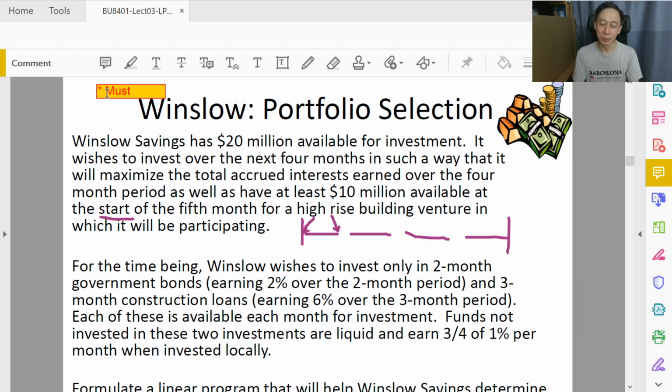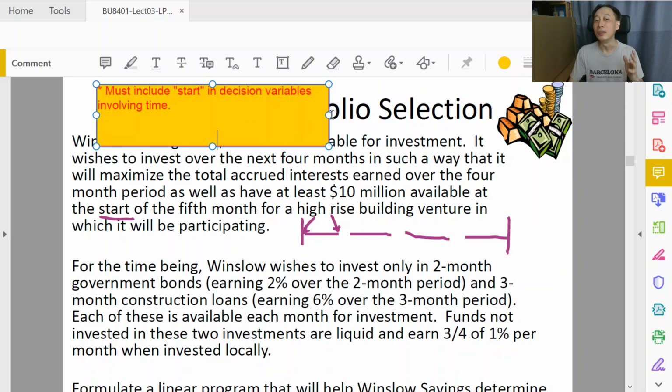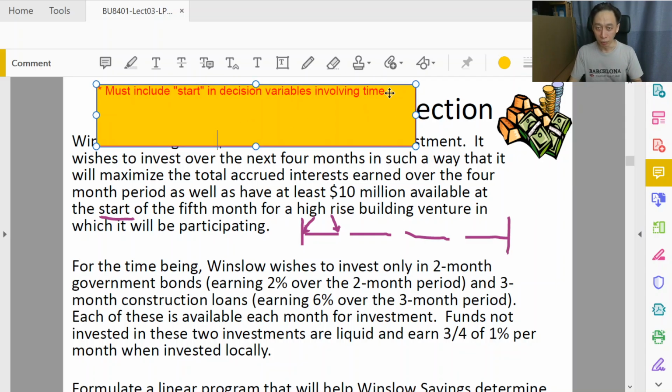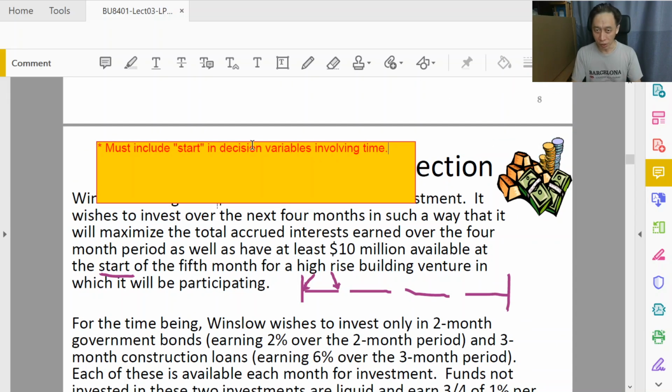Must, all right, I use must. The must include start in decision variables involving time. If it's not start and it's the middle or the 10th of the month, then do so, so that it's clear, so that our counting of the days will be clear. And if the question permits, then just use start. What if the question requires us to use the end? Well, then the next bullet point comes in.